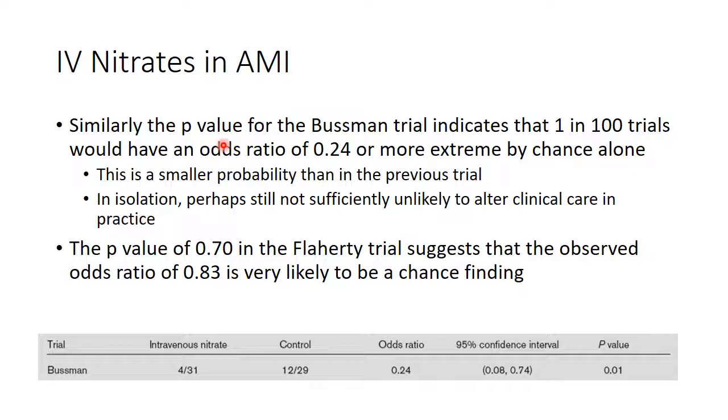So if we look at the Busman trial, similarly, this would indicate that 1 in 100 trials would have an odds ratio of 0.24 or more extreme just by chance alone. So again, this would be a significant p-value here because it's less than 0.05. And again, that 95% confidence interval does not include 1, so we could just predict from this that the p-value is going to be less than 0.05. So in this case, we would see a protective effect of giving IV nitrates because the odds of death in the IV nitrate group are about 1/4 of what you would see in the control group.